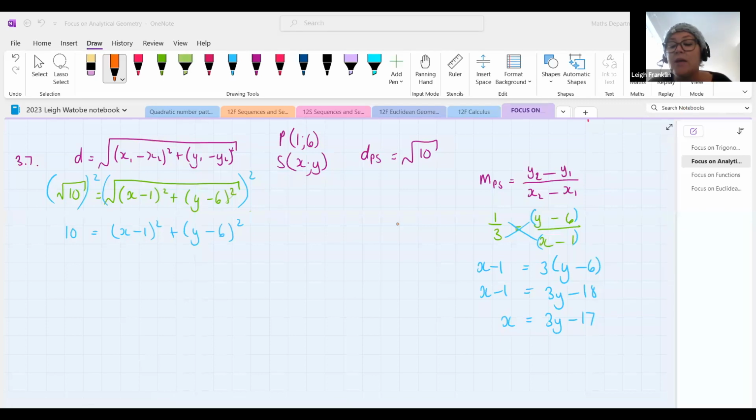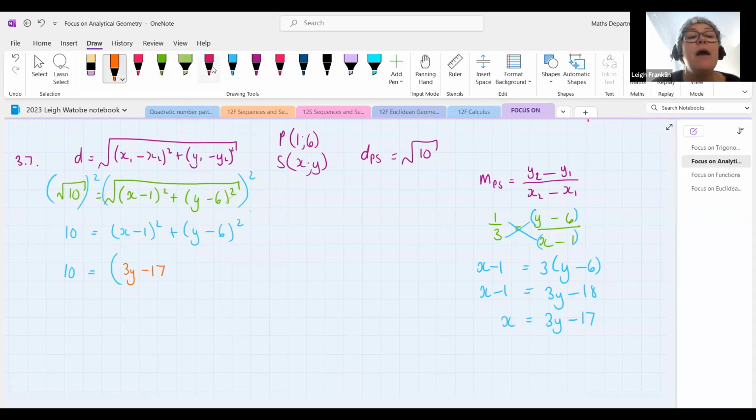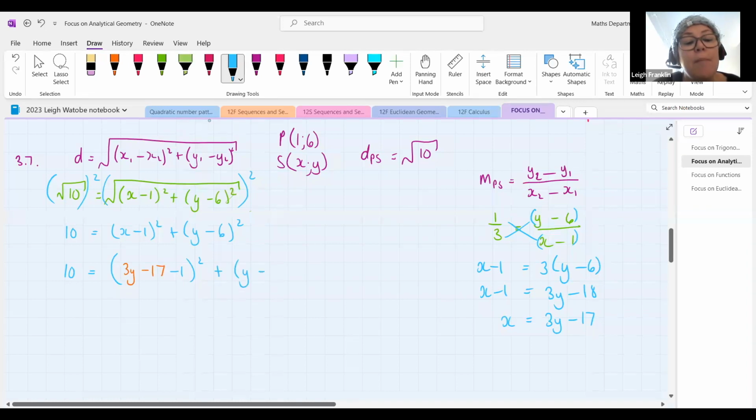So where we see the x, we're going to write 3y minus 17. Okay, so now I'm subbing in, guys. I've got my 10 on the left, and in place of my x over here, I'm putting in 3y minus 17. And then I've got my minus 1 after that, and it's squared, plus y minus 6 squared. This ends up being quite a difficult thing, well, not that difficult, to end up multiplying out. So this is going to give me 3y minus 18 squared plus y minus 6 squared.